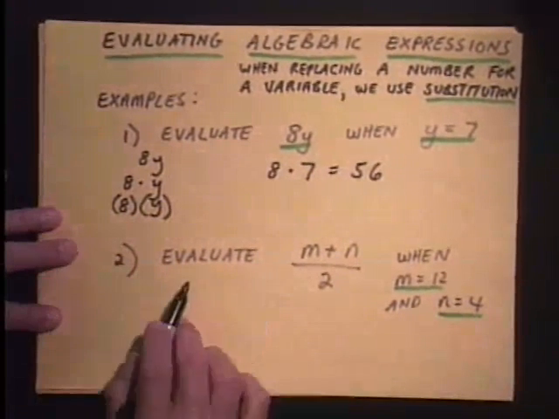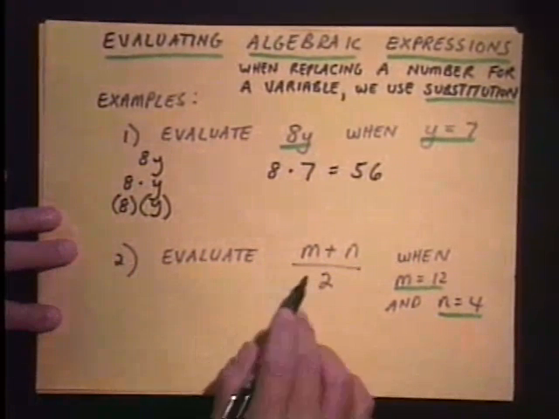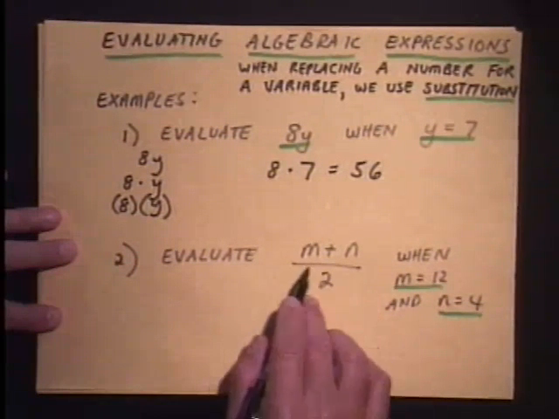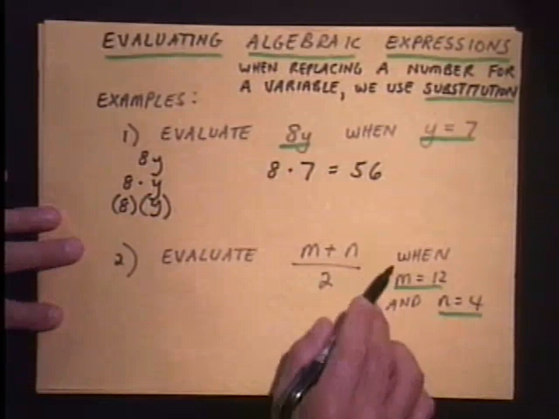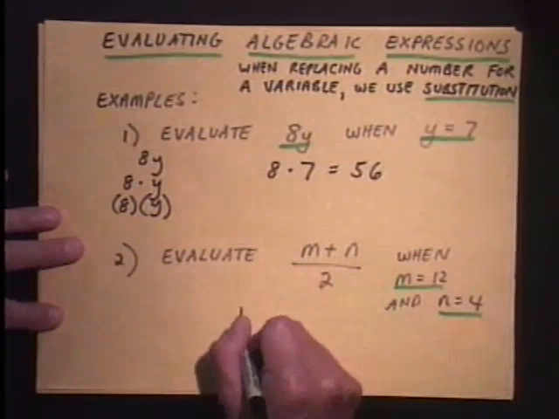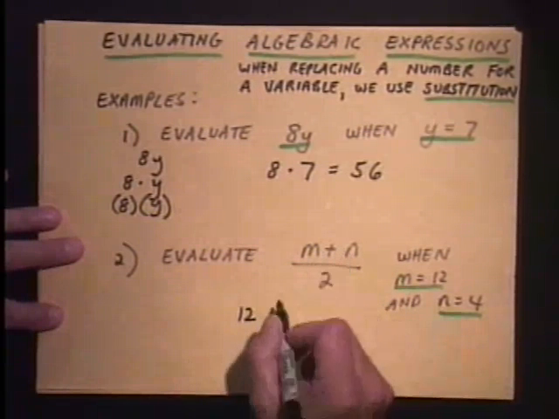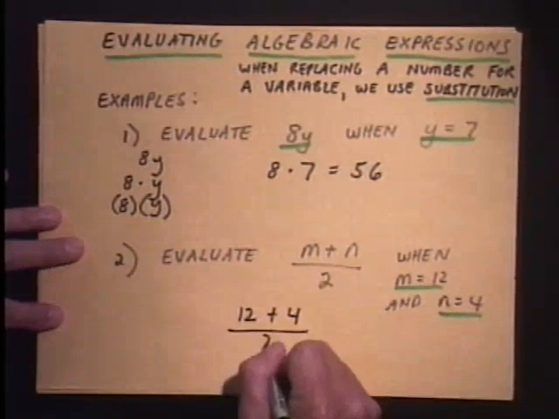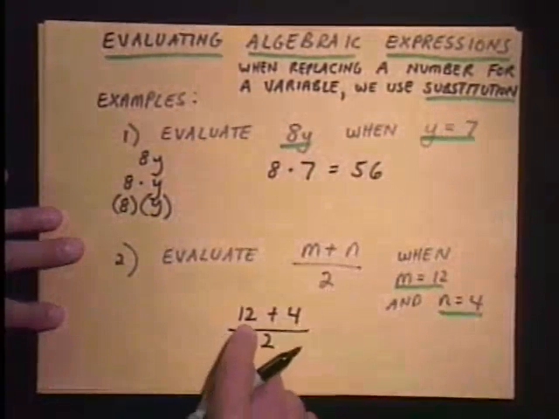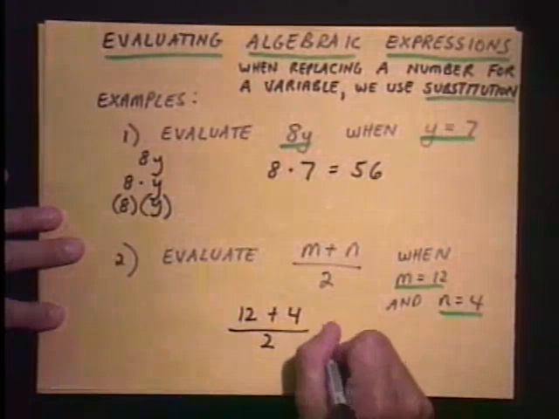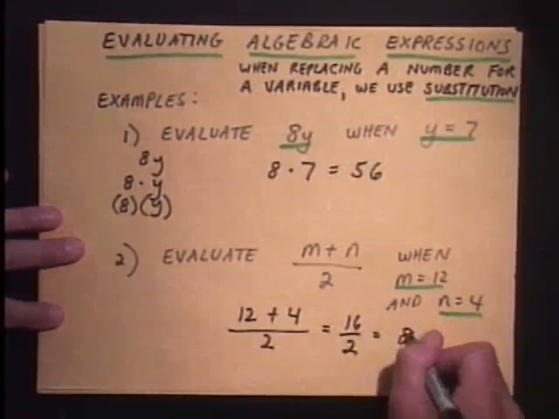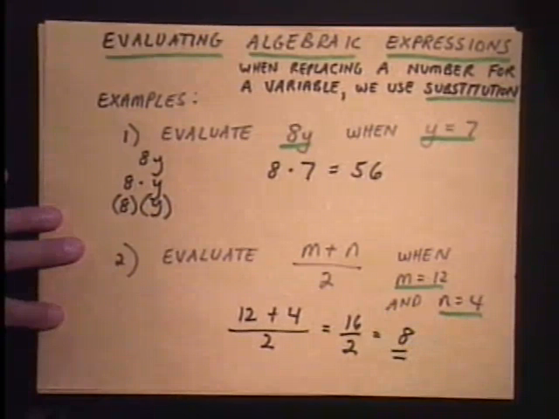Okay, evaluate example number 2 here, m plus n over 2. Now the over 2, this is one big what here? Division bar. So we're going to go ahead and plug these numbers in first. Where we see an m, put in a 12, where we see an n, put in a 4, and then we'll go ahead and evaluate this algebraic expression. All right, so first we say 12 plus 4 is what? 16, divided by 2, which gives us the answer of 8.